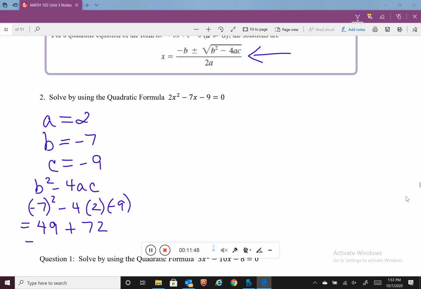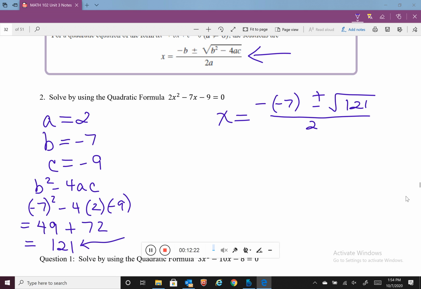And so the piece that's underneath our radical is actually 121. Do you recognize that 121 is a perfect square? So now using our quadratic formula, we have x is equal to negative b, so that's the negative of negative 7, plus or minus the square root of b squared minus 4ac, which we found to be 121, and then all divided by 2 times a.